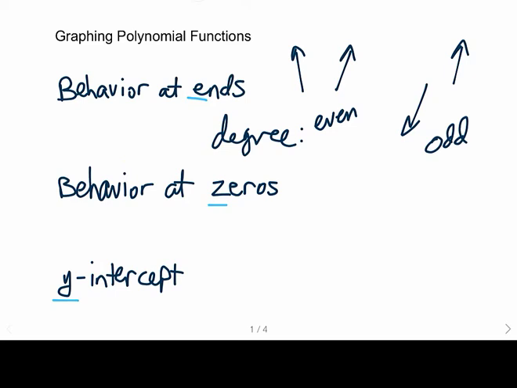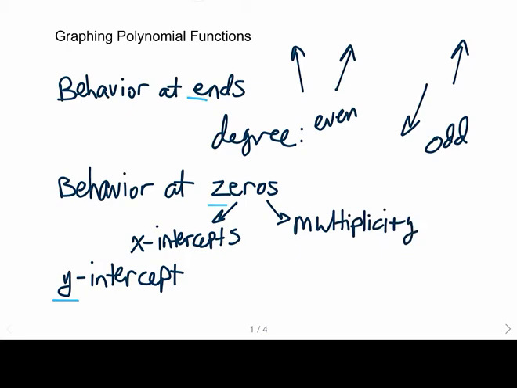Now, remembering that real zeros of polynomials are associated with x-intercepts, what will determine what happens at an x-intercept or a zero is indicated by the multiplicity of the zero. You may remember that at a zero of even multiplicity, the graph will touch the x-axis, and at a zero of odd multiplicity, the graph will cross the x-axis at that intercept.